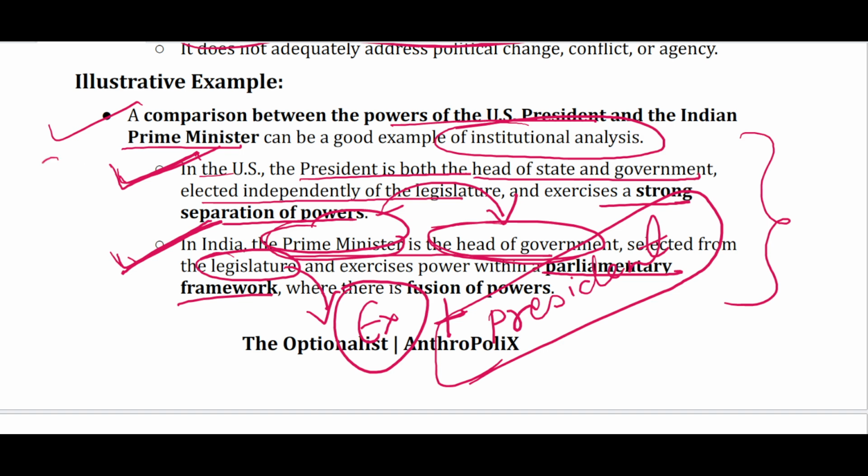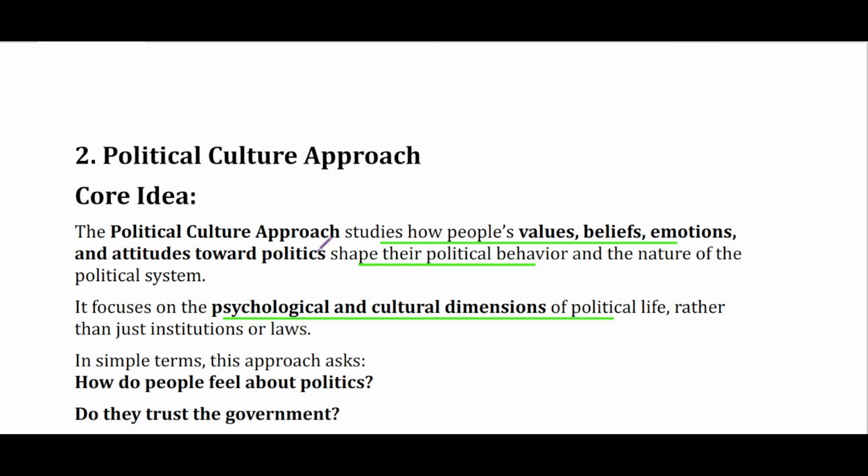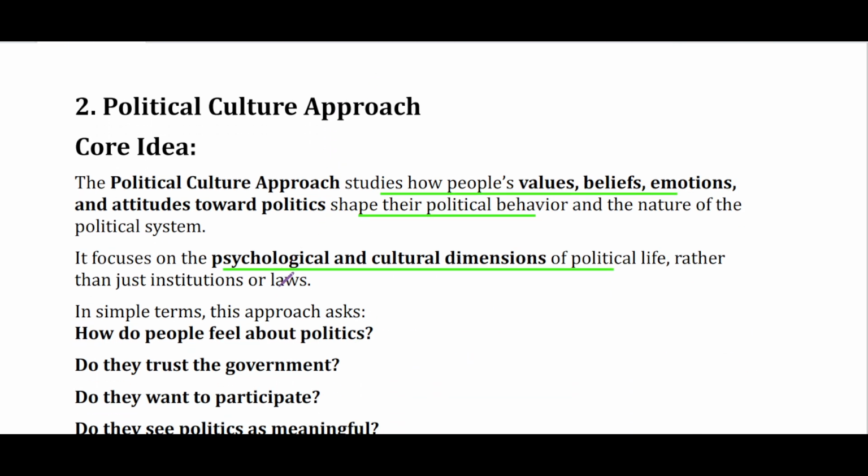So यहाँ पे ये सिर्फ एग्जाम्पल के तौर पे है कि how two such institutions, head of government, US and India के बीच में compare किए जा रहे हैं. Now let's proceed on to the second approach, the political culture approach.